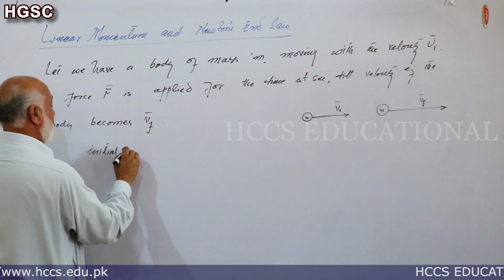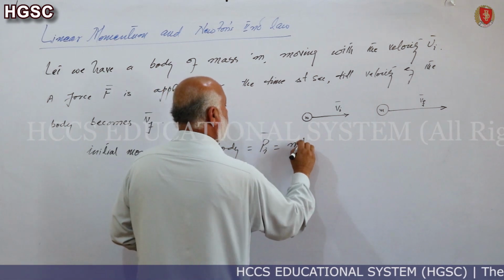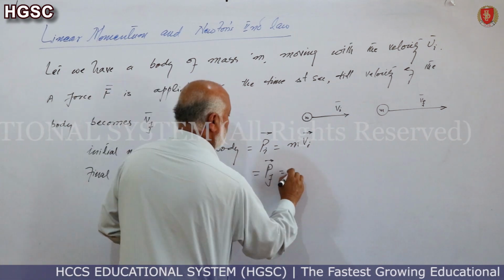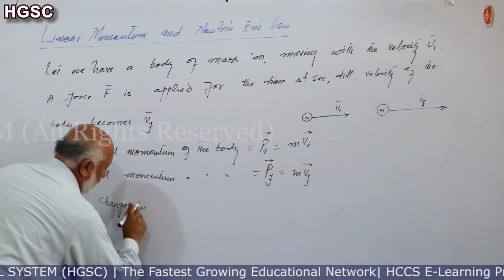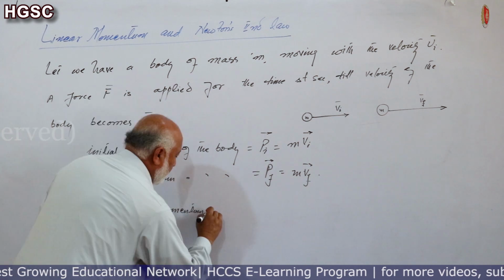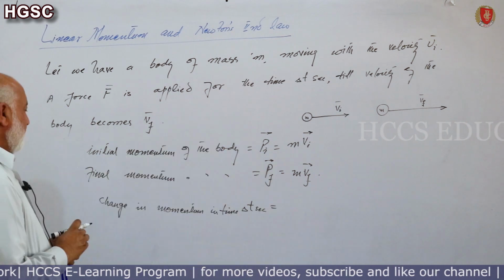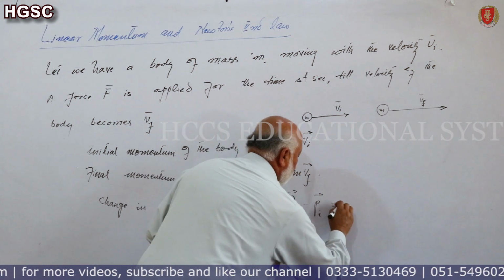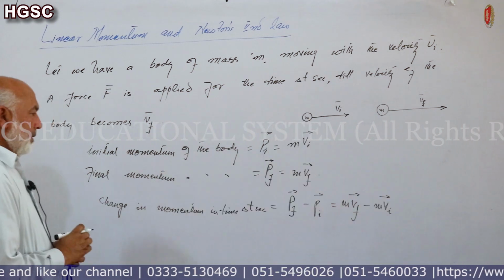initial momentum of the body pi, which is equal to m into vi. Final momentum of the body, this is mvf. Now change in momentum of the body in time delta t seconds. Change कितना हुआ? Final minus initial, this is mvf minus mvi.